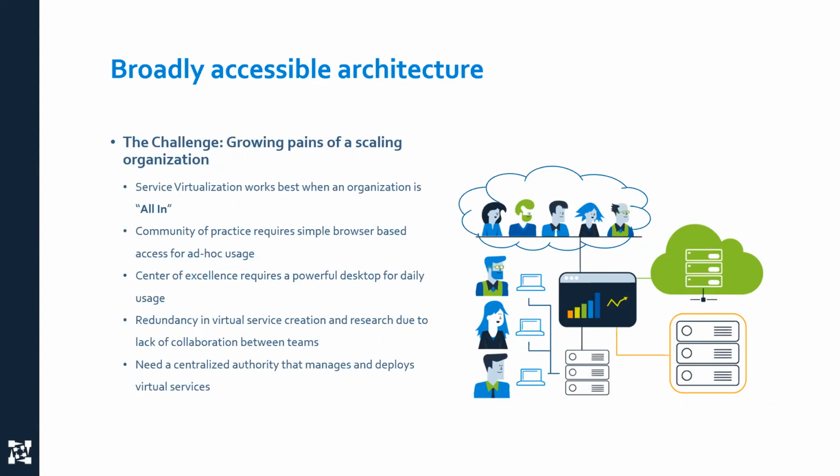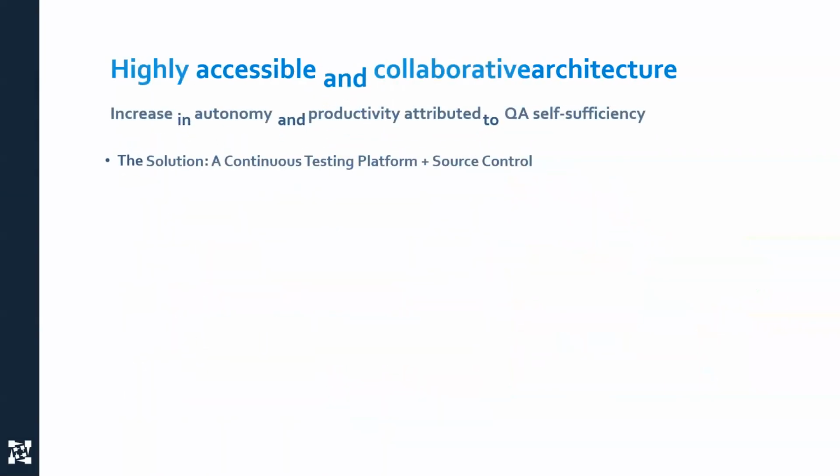So this is a good architecture to enable not only widespread usage, but to allow that solution to be adopted more, because the barriers to entry become significantly lowered when you don't necessarily have to install something heavy, but you still have that power when you need it. And so this helps you ultimately scale the adoption, but also not lose any of those virtual services that you've created. So you need a highly accessible and collaborative architecture.